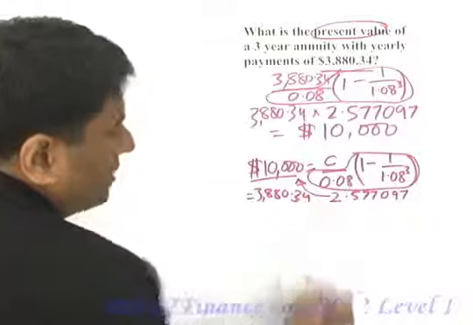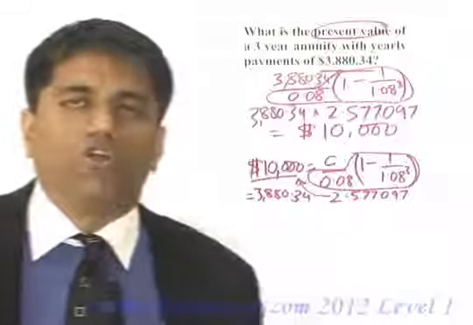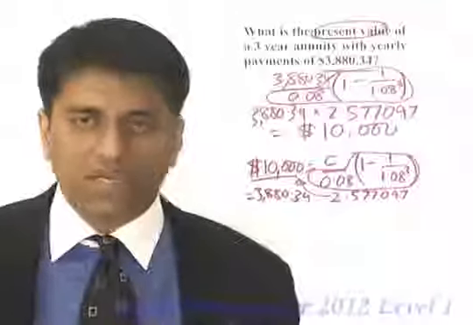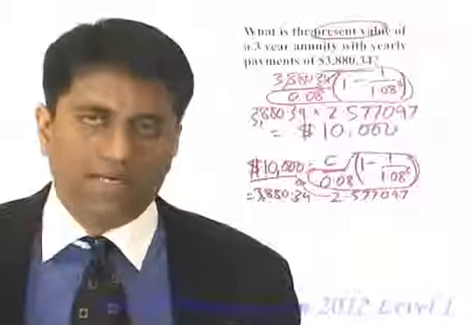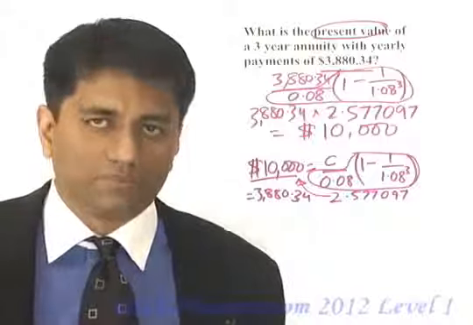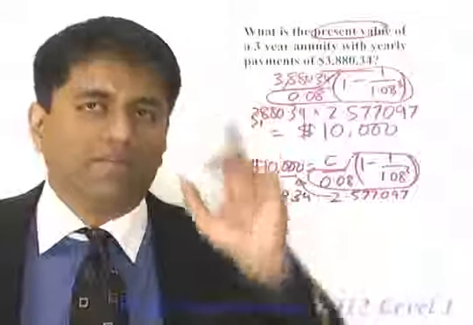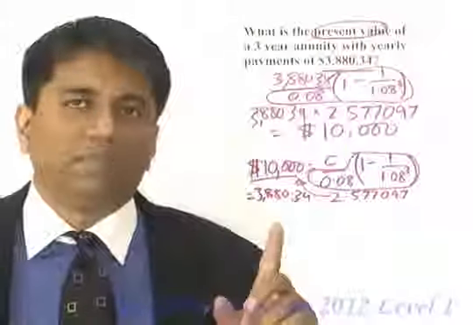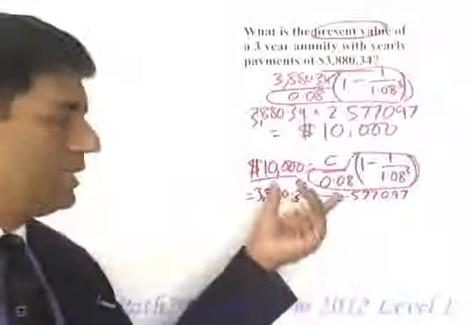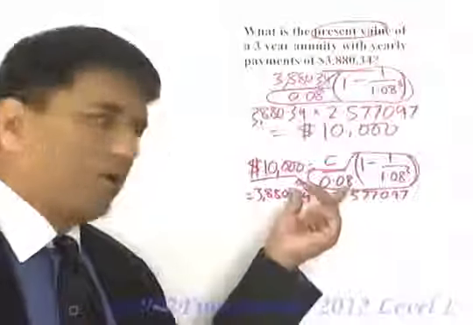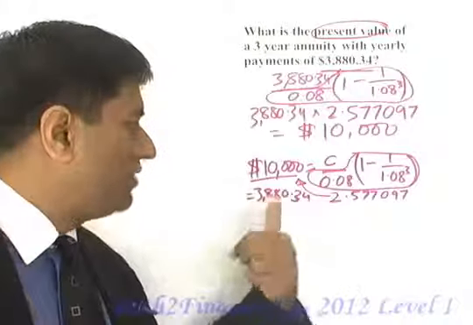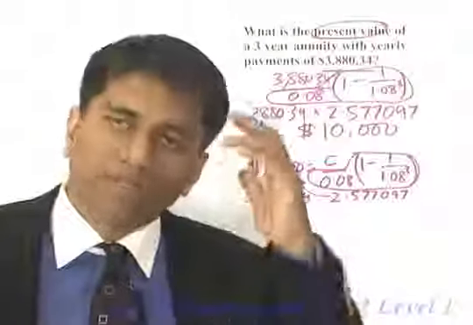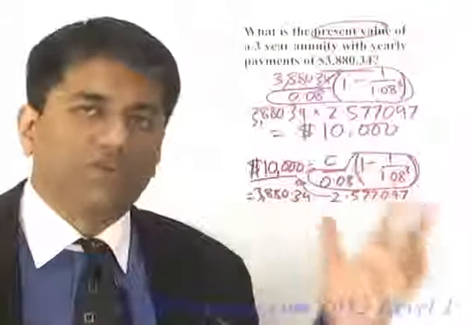3,880.34. So if somebody told you that you have a $10,000 loan to be repaid over 3 periods, the interest rate per period is 8%, what would be the periodic payment? You can approach the problem in this manner and find that the periodic payment would be 3,880.34.